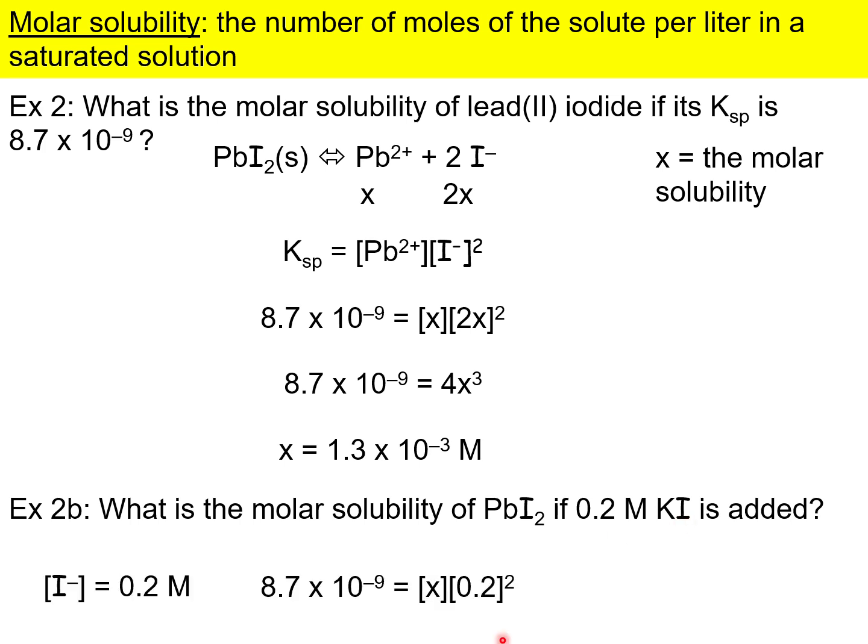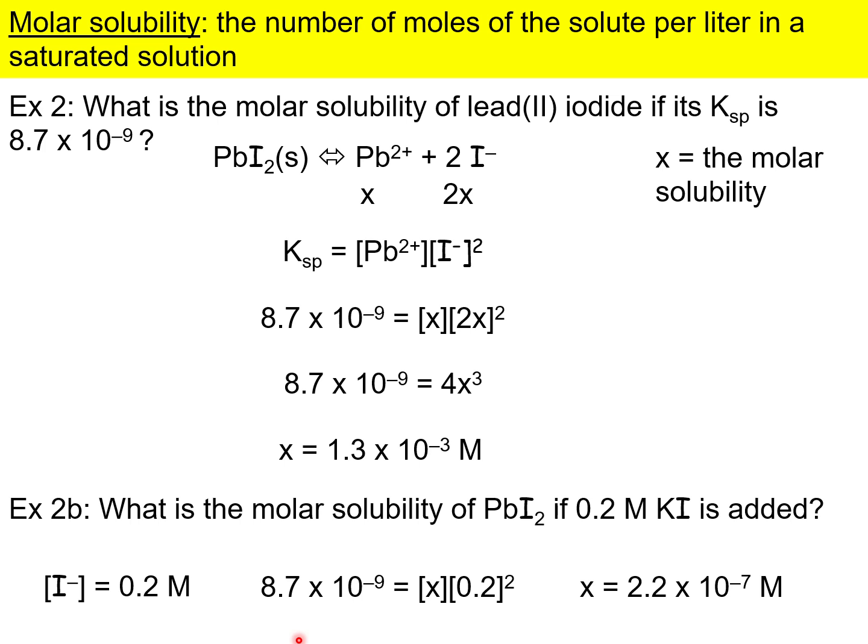So we go ahead and write down what we know, fill in the numbers. Remember to square the iodide concentration because it has a coefficient of 2. Solve for x. And now we have a molar solubility of 2.2 times 10 to the minus 7.